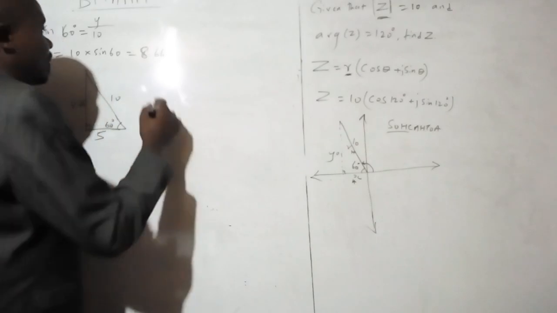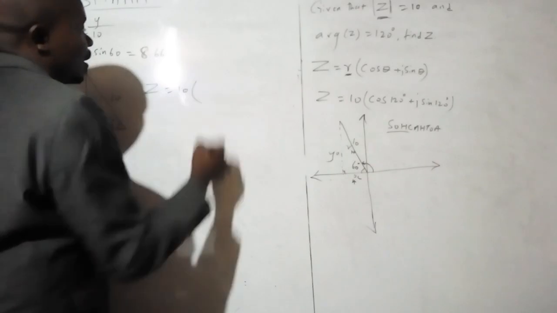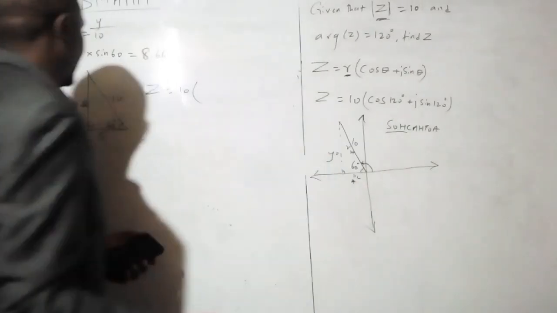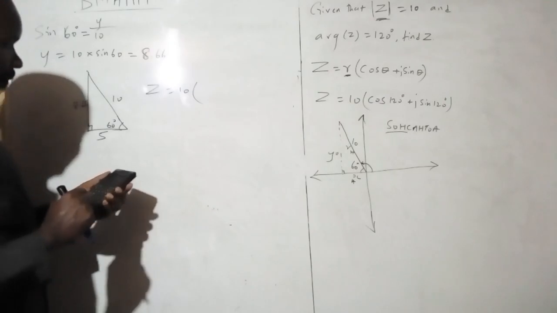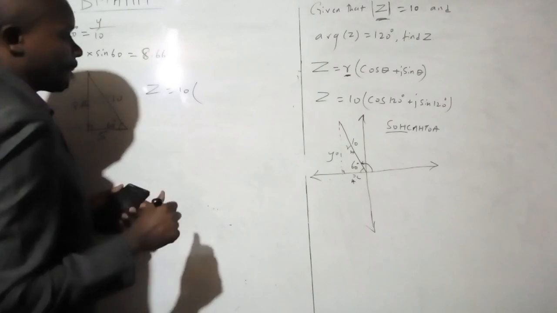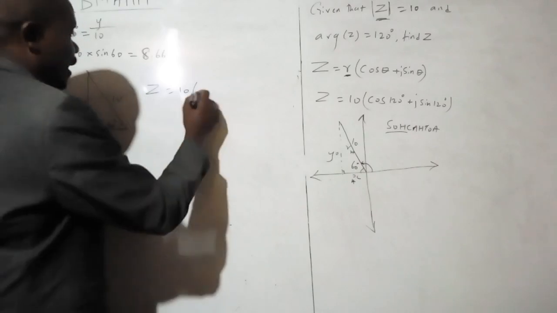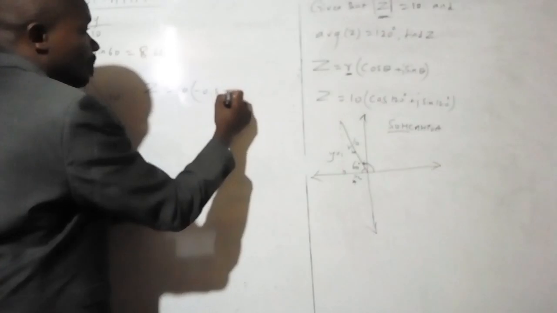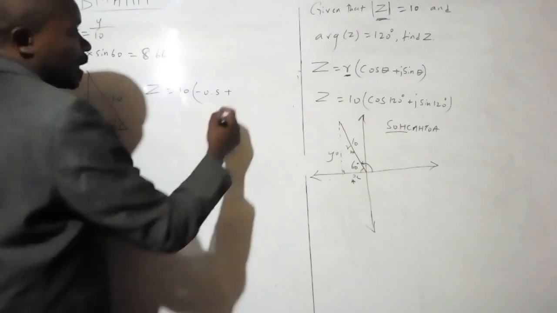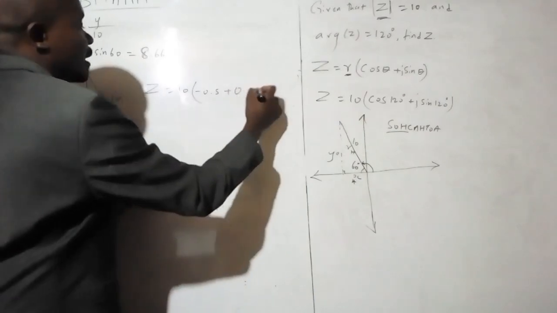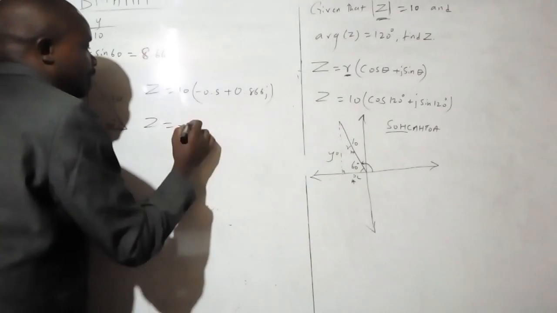We can come here and say that z is equal to 10. Even you can just click directly: 10 times cos 120, which is negative 0.5, plus j sine 120, which is 0.866. So z will be negative 5, open the bracket, plus 8.66 j.